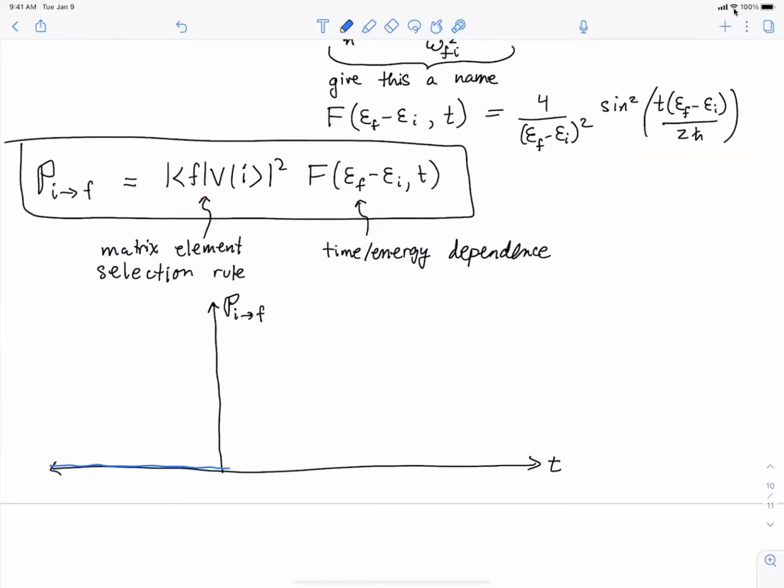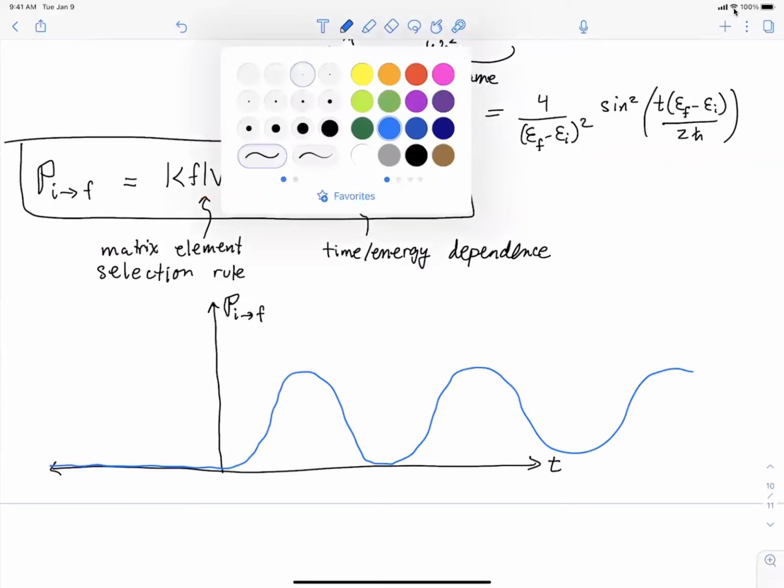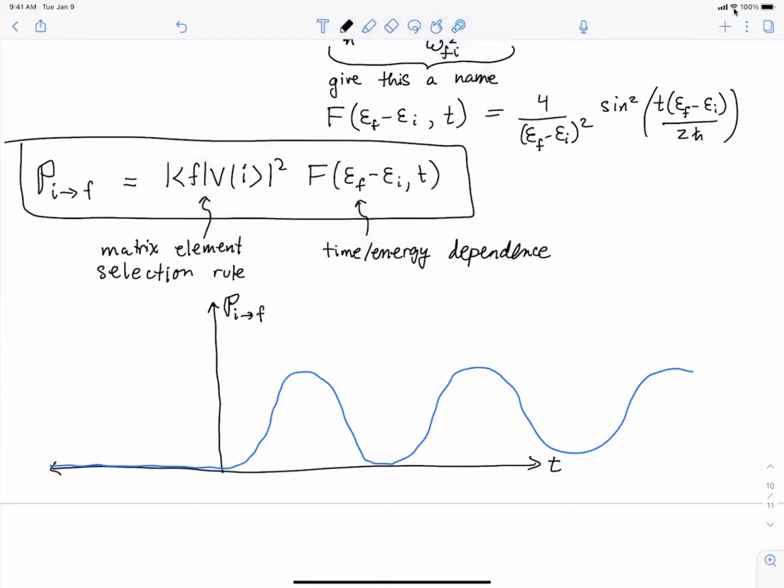It's going to start at 0, grow, hit its peak, come back down, hit its peak again, and so on. Okay, and the maximum that this thing gets to, which it gets to repeatedly, is going to be 4 times the matrix element squared divided by the difference in energies squared. So the matrix element is a matrix element of part of our Hamiltonian. So that has units of energy. And then we're squaring that and we're dividing by the difference in energies squared.